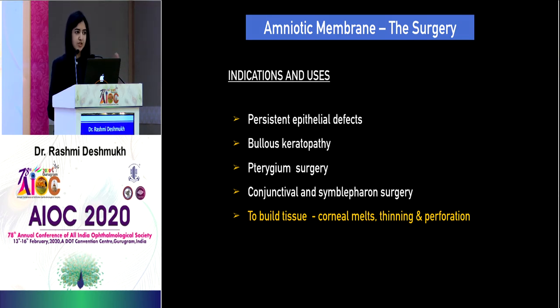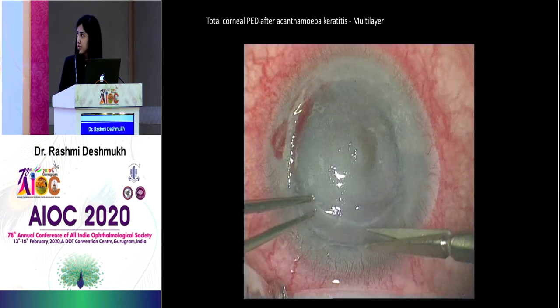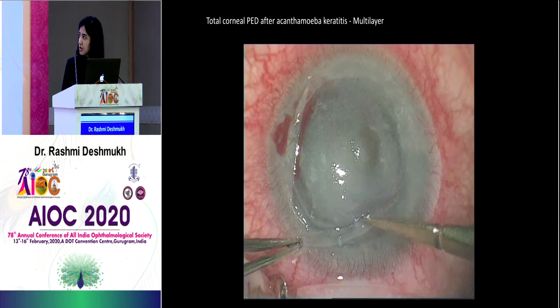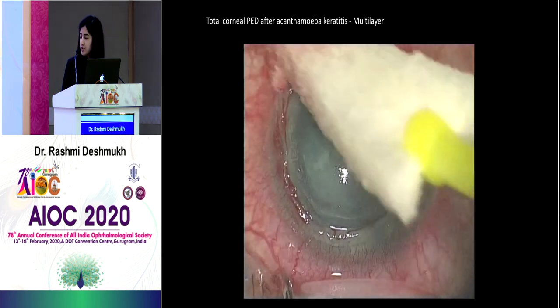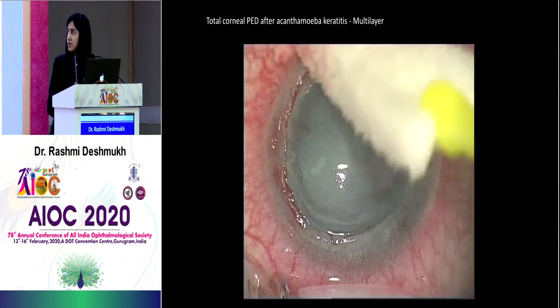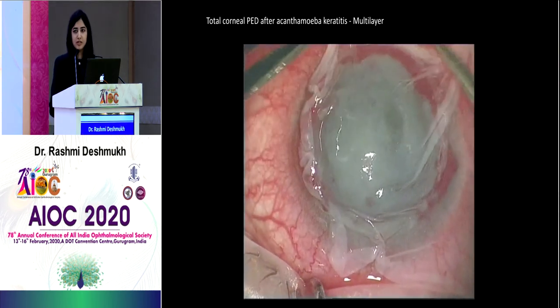We can also use multiple layers of amniotic membrane, or stacks sometimes, to build tissue in cases of corneal melts or thinning or small perforations. So this is a video of a total corneal PED in a case of acanthamoeba keratitis where there was loss of stromal tissue and corneal thinning. So multiple layers of amniotic membrane were placed.